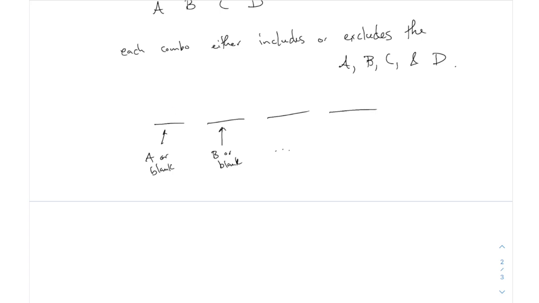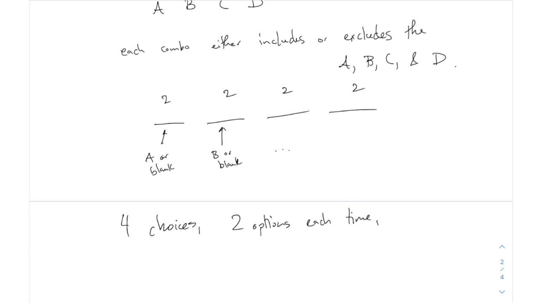Yeah, there are 4 positions here, and each time you have 2 choices. I either include it or exclude it. And over here, I have 2 options, either include or exclude the B. So we have 4 choices, two options each time. Right, so there's two options here, two here, two here, two here.